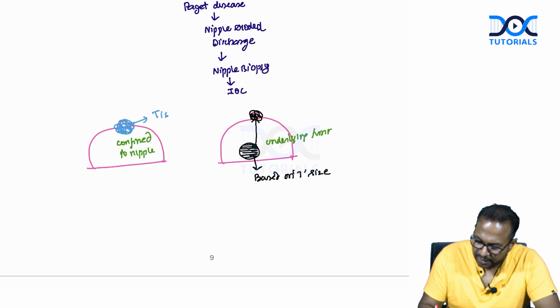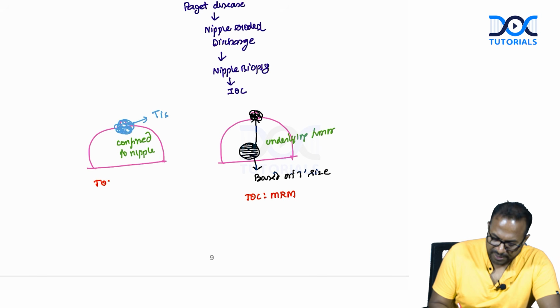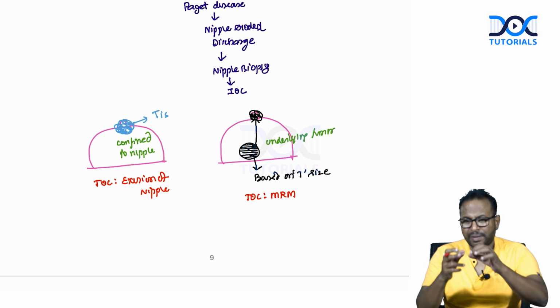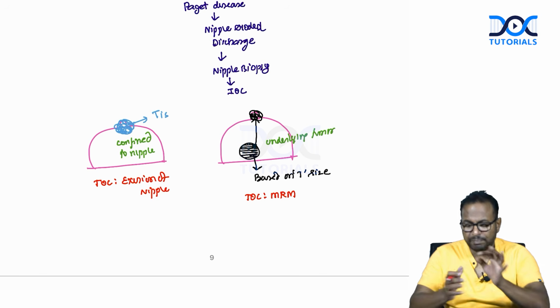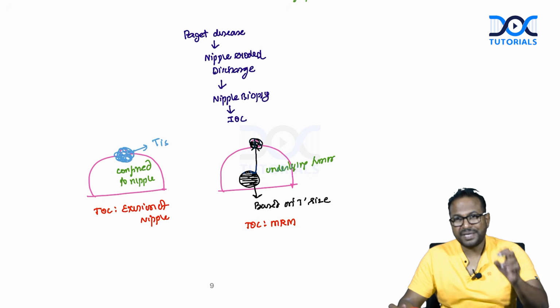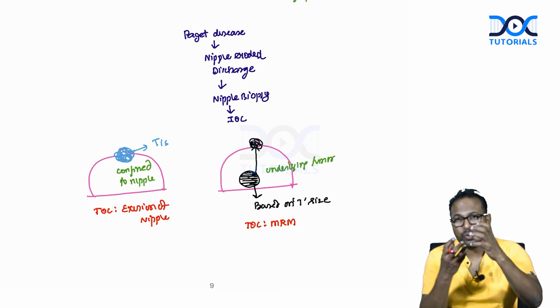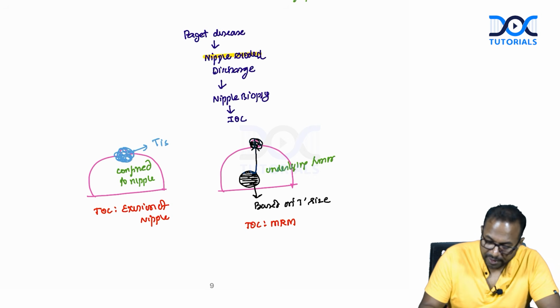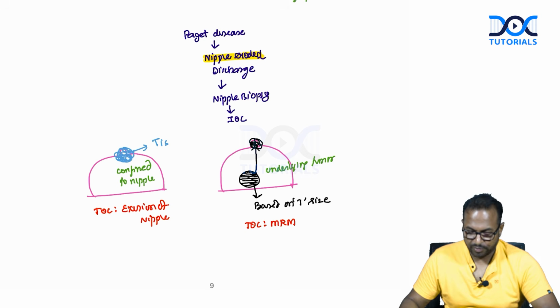In a case of underlying tumor, the treatment of choice is MRM, modified radical mastectomy. For the other case, the treatment of choice is excision of the nipple. Excision of the nipple alone is enough for this case because it's an in situ tumor. So just give a margin and excise the nipple, that is enough for the first case. So there are two different types of Paget's: Paget's confined to the nipple and Paget's due to an underlying tumor. In both cases the nipple is eroded, looking like an eczema. Okay, don't forget this point.